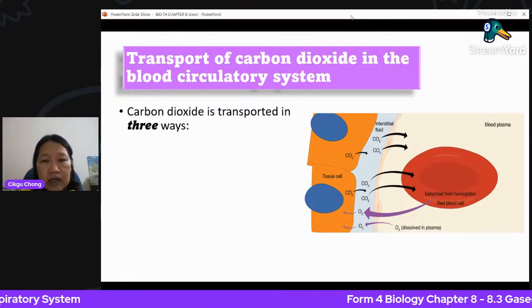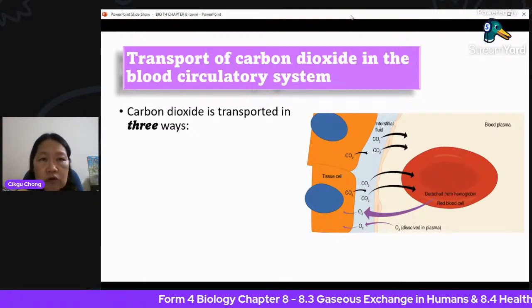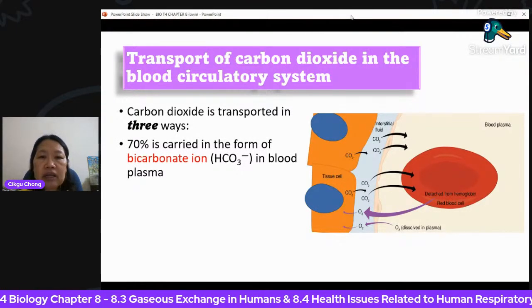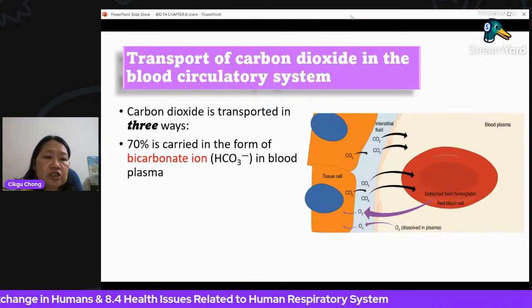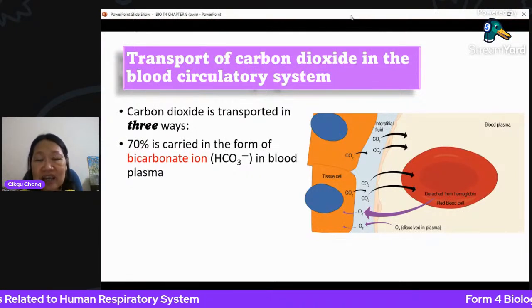The first way is the majority one. Most of the carbon dioxide, about 70%, is carried in the form of bicarbonate ion. Bicarbonate ion is HCO3 minus. You learned that in chemistry.